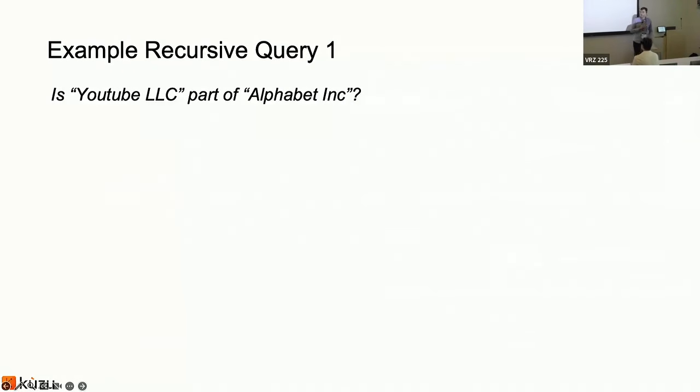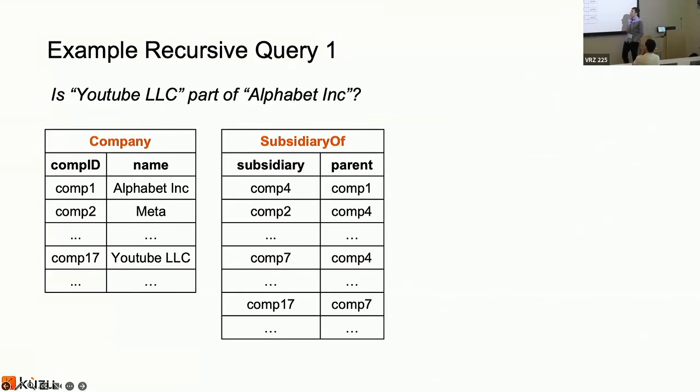But suppose your question is, is YouTube LLC part of Alphabet Inc.? Okay, so you could obviously write queries in SQL that crunch the information in this company and subsidiary-of relationship. You can understand that the ID of YouTube LLC is company 7, and to understand if YouTube is part of Alphabet in this company hierarchy, which is formed by the subsidiary relationships that you're holding, you can think of some kind of joins that you want to do over here, okay?